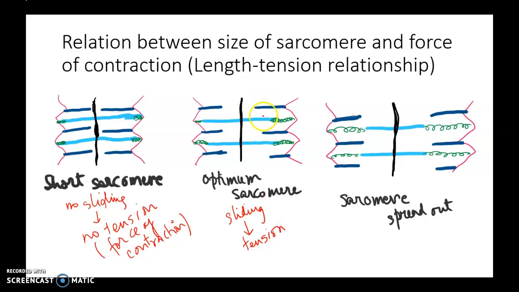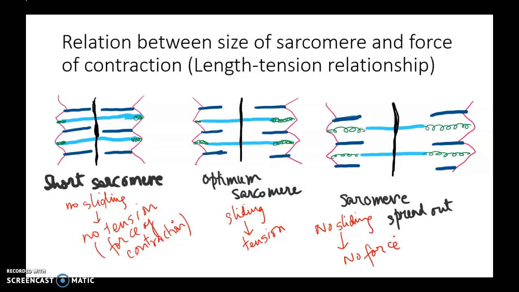So here, as you can see, there is optimum overlap between the thick and the thin filaments that can help in cross bridge formation and flexion of the myosin heads, pulling the Z discs closer together. Good. And then we have a very spread out sarcomere, and here we see that there is barely any overlap between the thick and the thin filaments. So there is no chance of sliding. So here also we have no sliding, and again, if there is no sliding, no force.